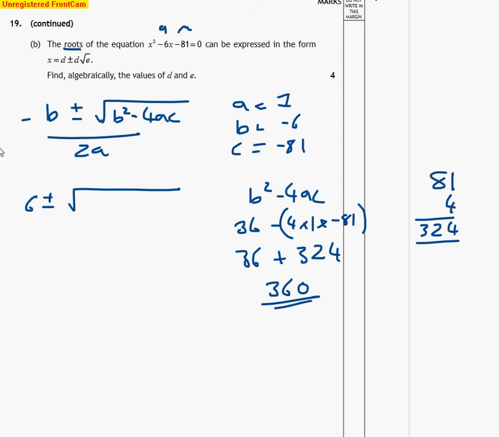360, yeah. So root 360 divided by 2a, and a is 1. Divided by 2.